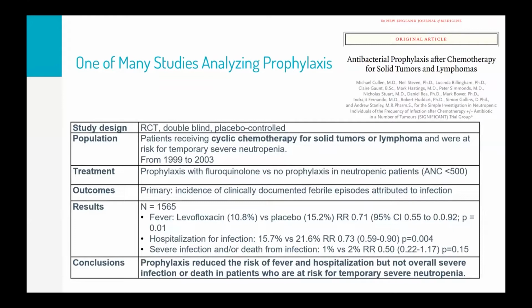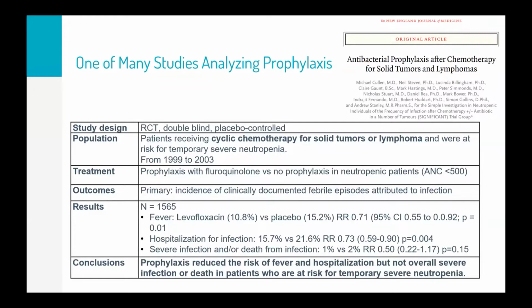However, there was no difference in severe infection and/or death from infection. So overall, levofloxacin decreased overall fever and hospitalization, but not severe infection or death in those patients who were at risk for temporary severe neutropenia. So my question here is, are we comfortable with the increased fever and hospitalization in this group if mortality is unaffected and spares those who don't fever from unnecessary use of fluoroquinolones?